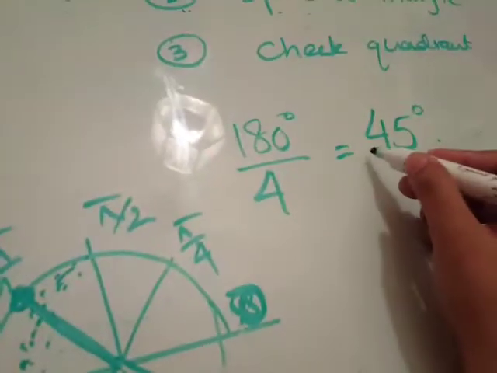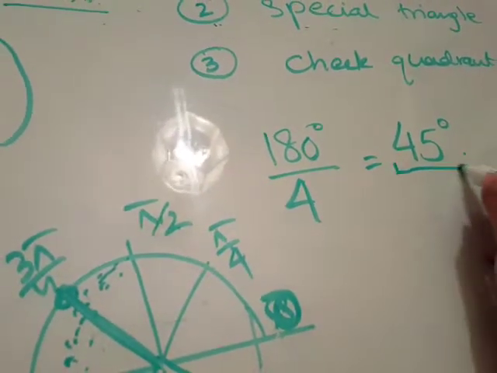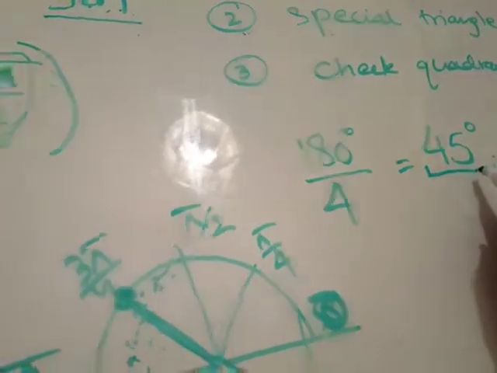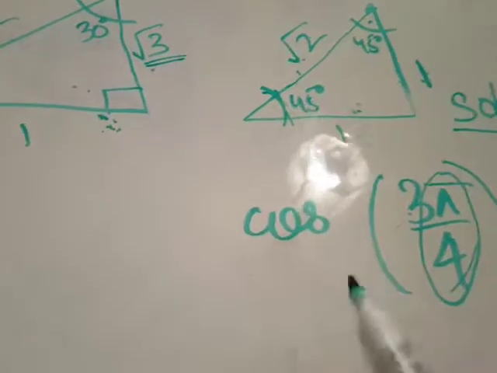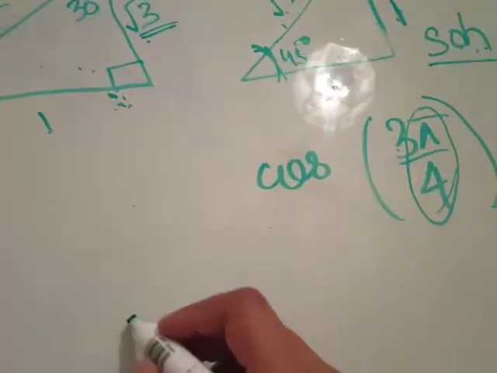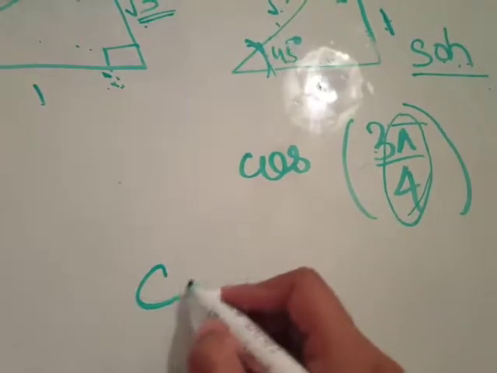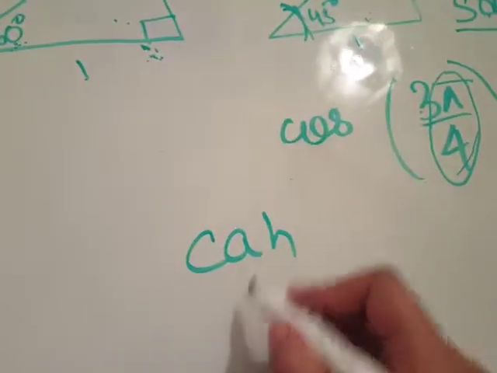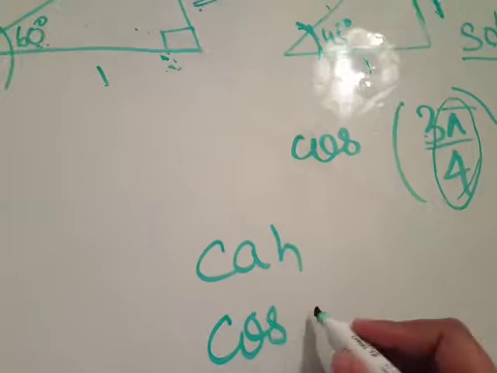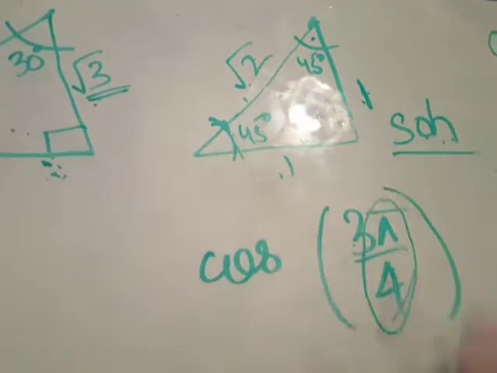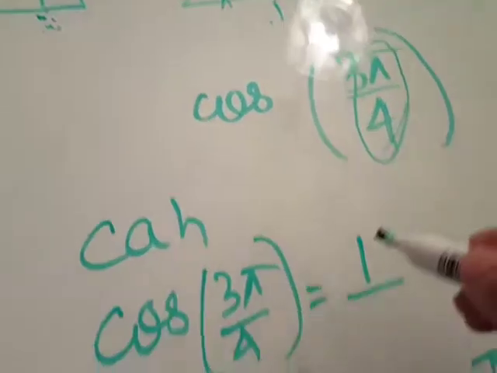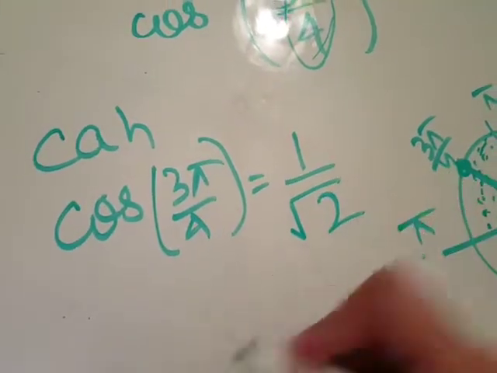Now let's see which triangle we have to use. Which special triangle? The one which has 45 degrees. Which one has 45 degrees? This one has 45 degrees. What is the formula for cos? Cos is SOH CAH TOA, adjacent over hypotenuse. So cos of 3 pi over 4 is equal to adjacent. What is adjacent of this one? 1 over, what is hypotenuse? Hypotenuse is under root 2. Under root 2 here. Right?